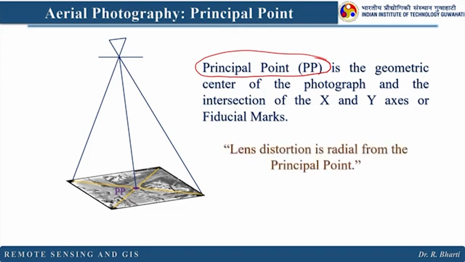Lens distortion is radial from the principal point. So lens distortion will be minimum at the principal point, and as you go away, your lens distortion will be more. So let us see whether this principal point and nadir are the same or different.